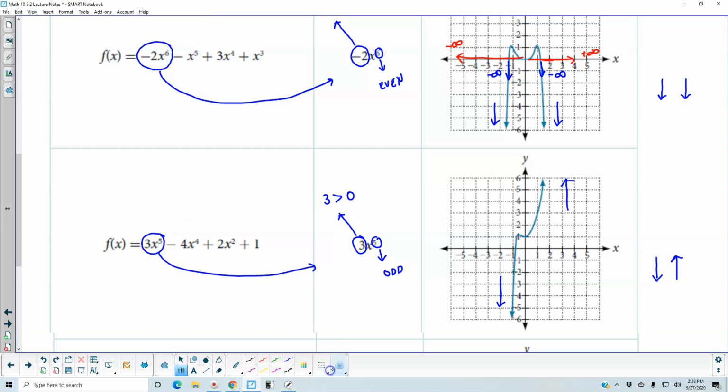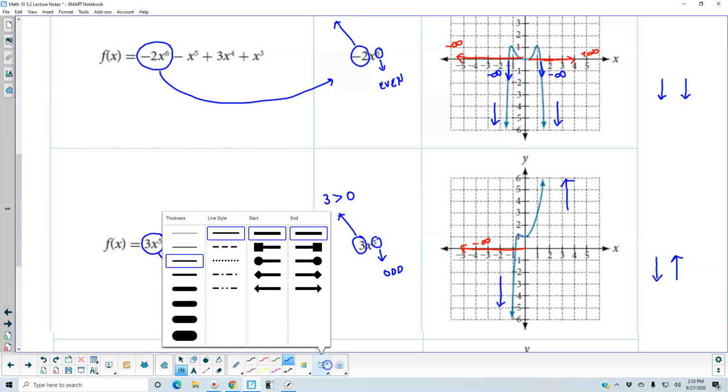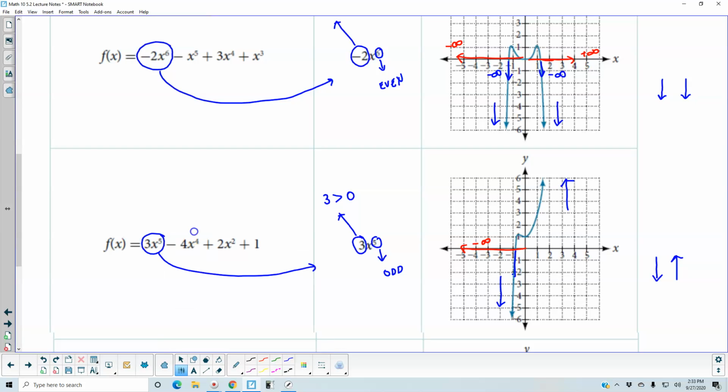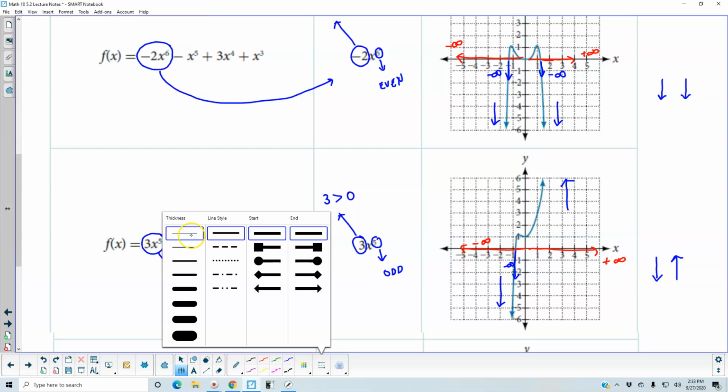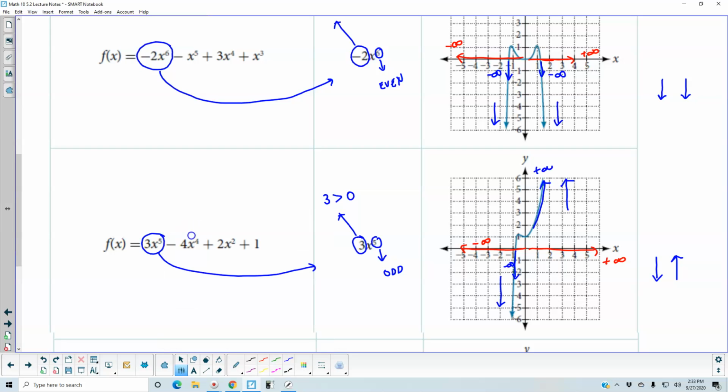And again, if we go through our definition, as we can see here, as x approaches negative infinity, the function is going towards negative infinity. And as x is approaching positive infinity on the right, then the function is also approaching positive infinity.